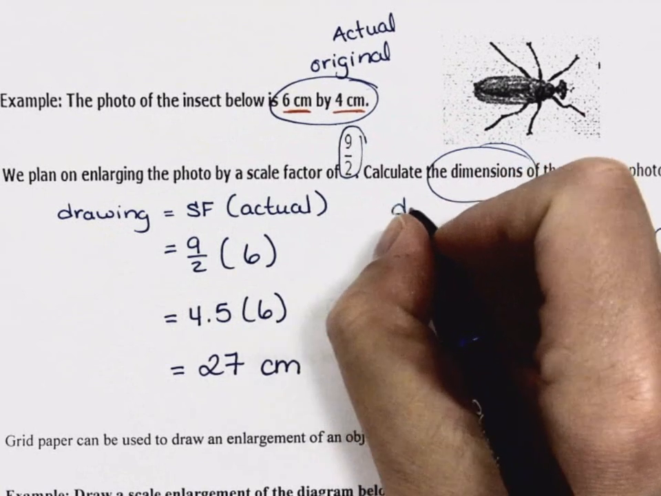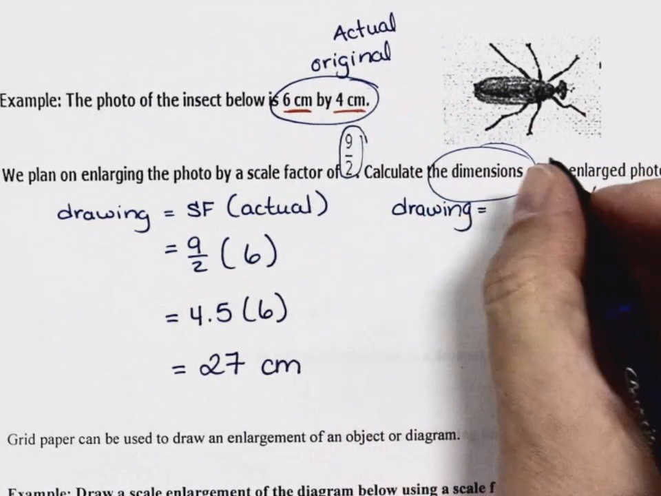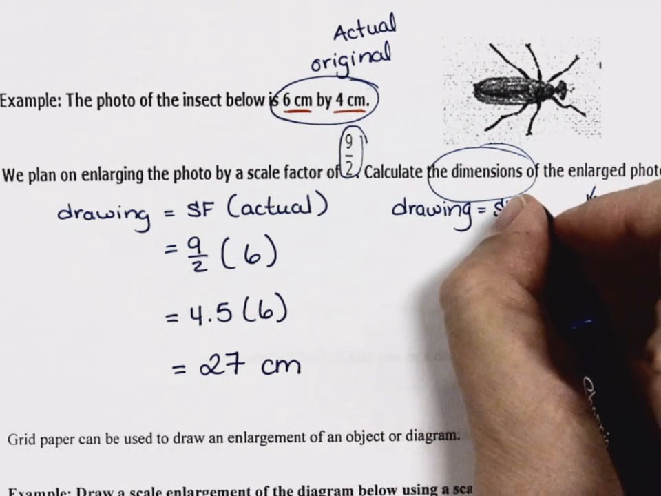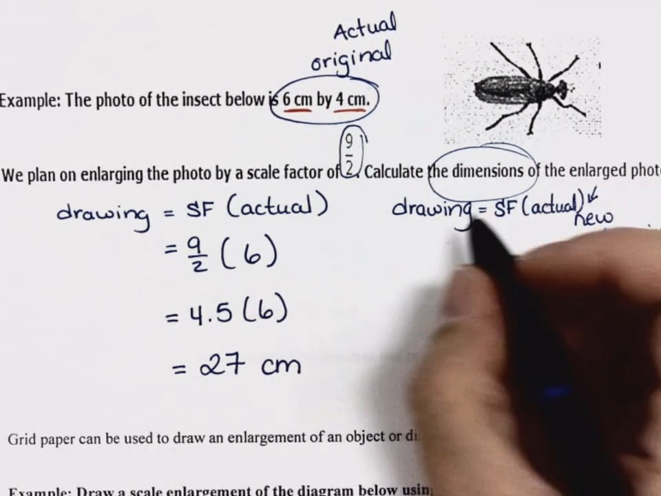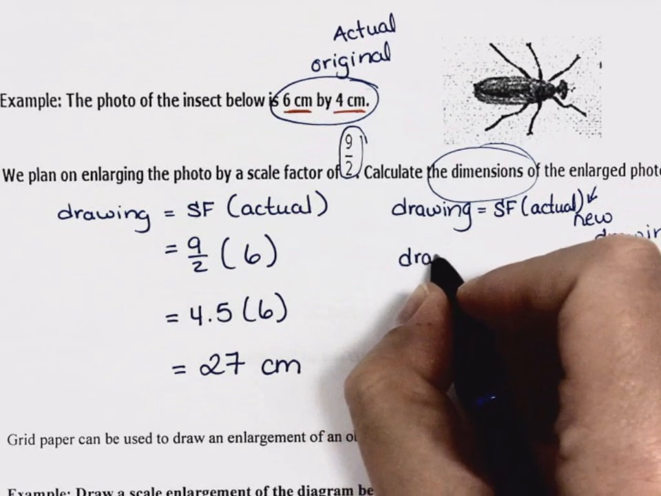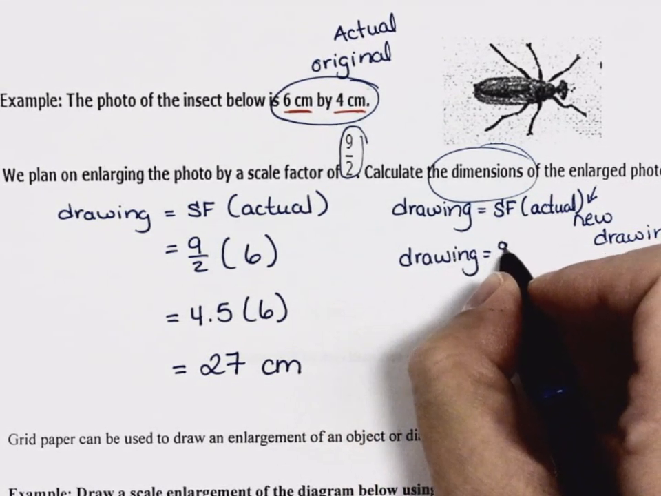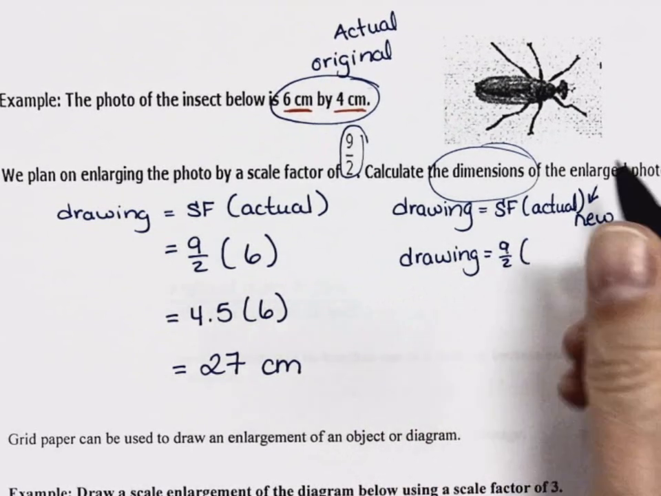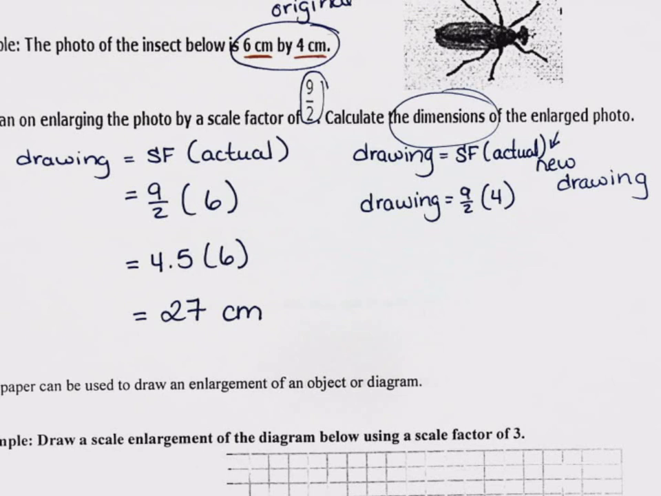And then we're going to do this again. Okay, you guys are going to do this. I'm going to pause, and you guys are going to do the second one. So drawing equals scale factor, which is 9/2 times by 4. Okay, you guys go ahead and do that math.